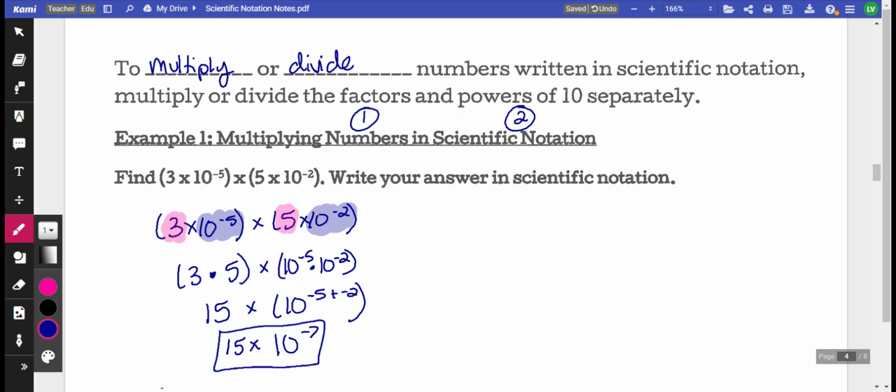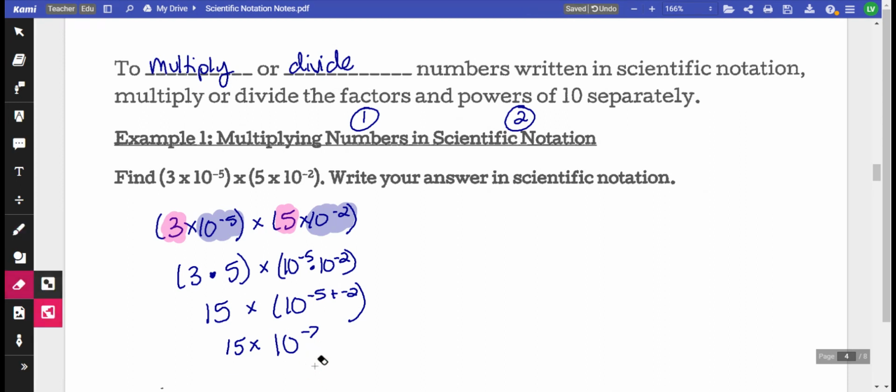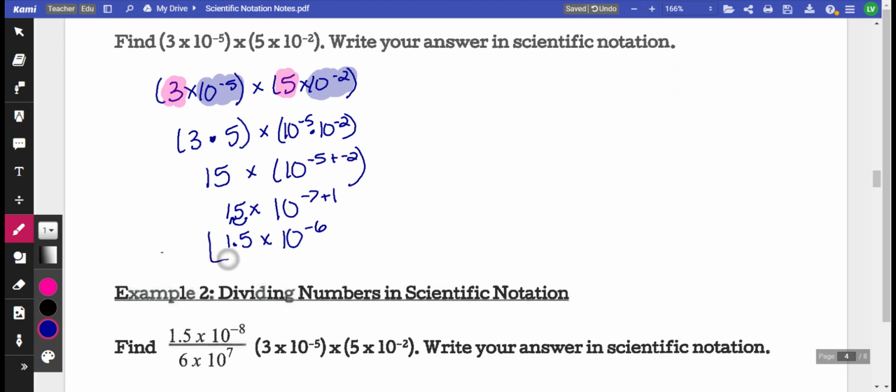Now, I can't have it as 15 times 10 to the negative 7th, now that I look at it. And the reason for that, my factor is not between 1 and 10, so that's not in scientific notation. So that means I need to take my decimal and move it to the left once. 1 and 5/10. Okay, I made my factor smaller, so I need my exponent to be bigger by 1. 10 to the negative 6th. So that's going to be my final answer, 1 and 5/10 times 10 to the negative 6th.